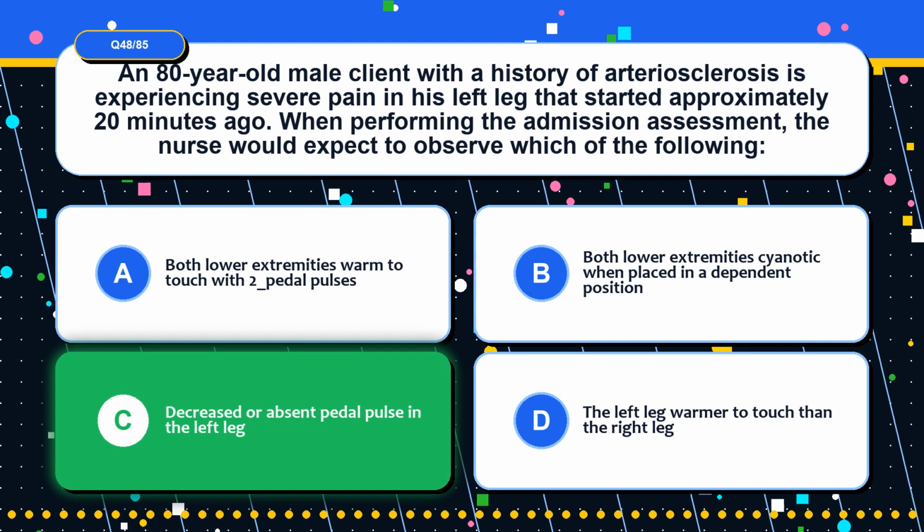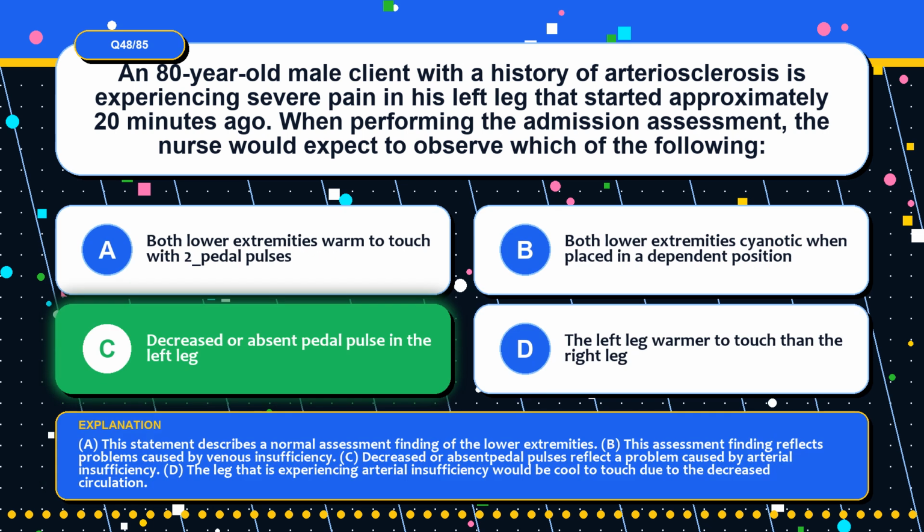The correct answer is option C. Decreased or absent pedal pulse in the left leg. A. This statement describes a normal assessment finding of the lower extremities. B. This assessment finding reflects problems caused by venous insufficiency. C. Decreased or absent pedal pulses reflect a problem caused by arterial insufficiency. D. The leg that is experiencing arterial insufficiency would be cool to touch due to the decreased circulation.